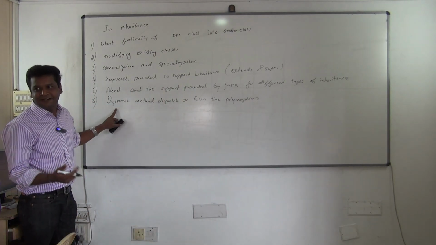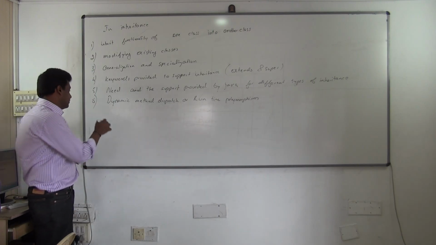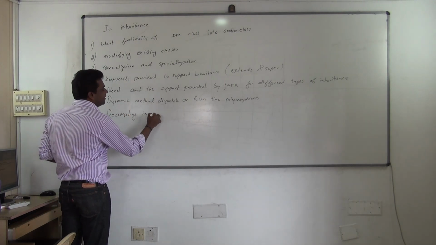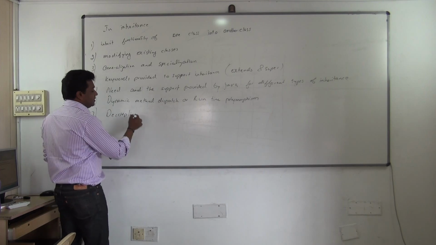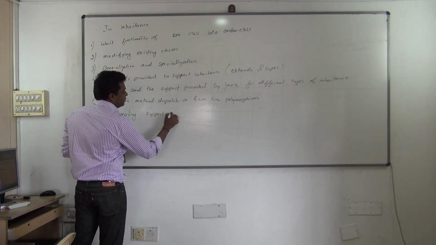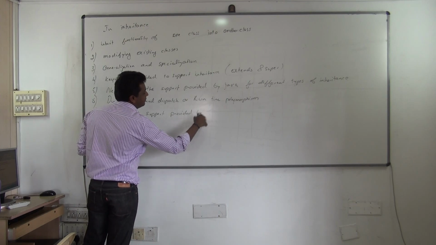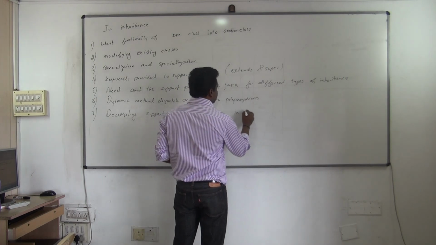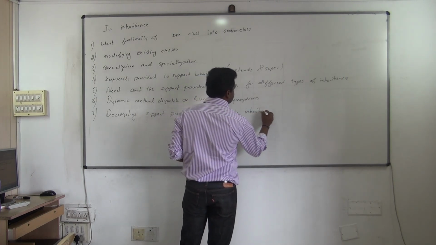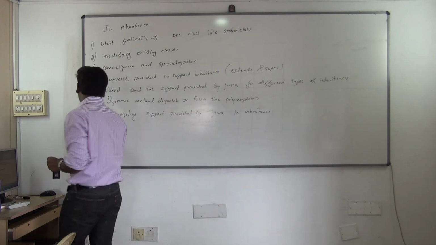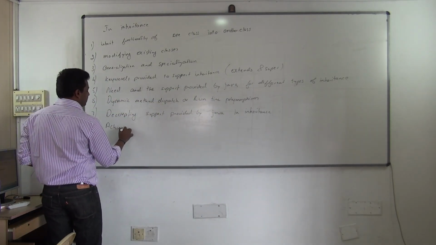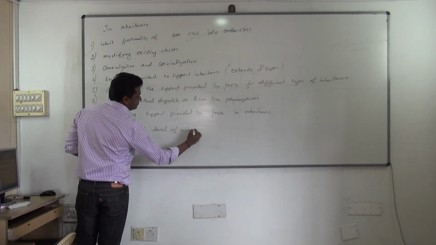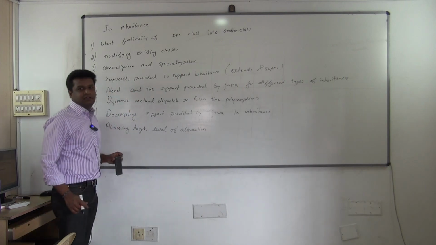You will not understand this now, but we have to study it. Examples only I will teach. More, we have to learn something called decoupling. Decoupling support provided by Java in inheritance. Then next, achieving a high level of abstraction.